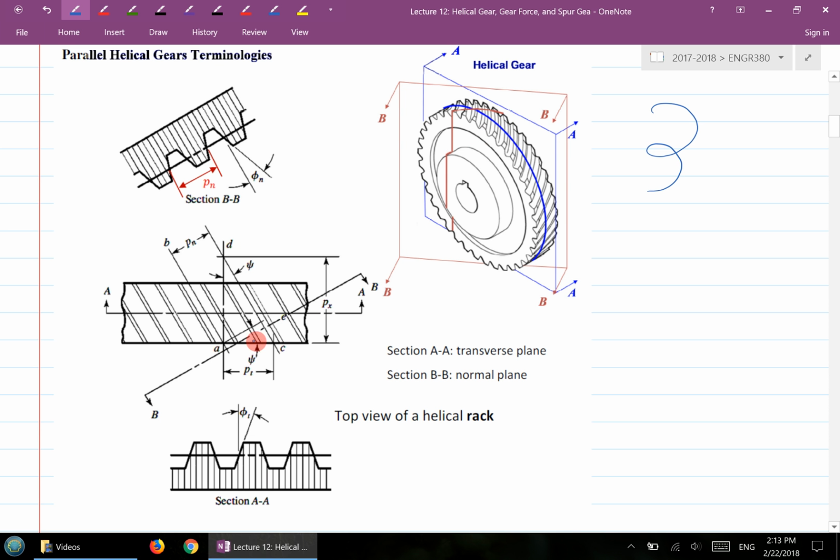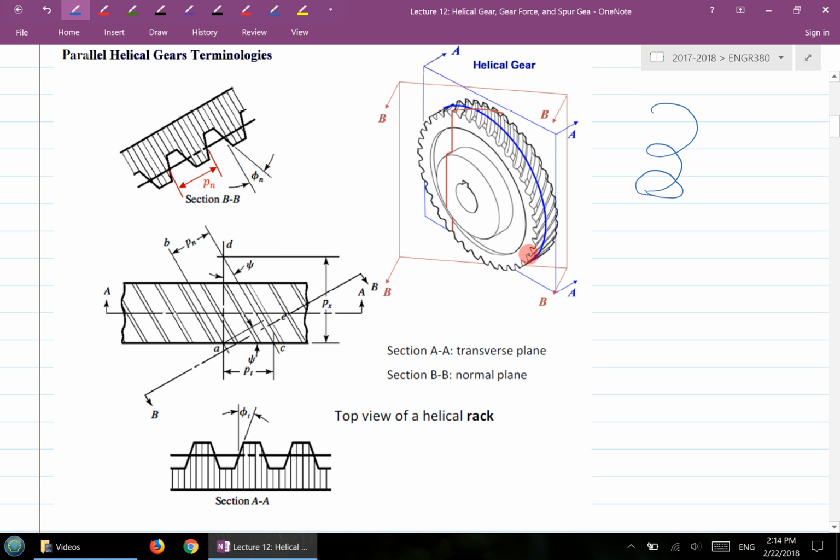That's the nature of the helical gear. In this picture, it is illustrated using the so-called helical rack. Essentially, if a helix is generated using a circle, and you expand the circle to an infinitely large radius, then you get the so-called helical rack.